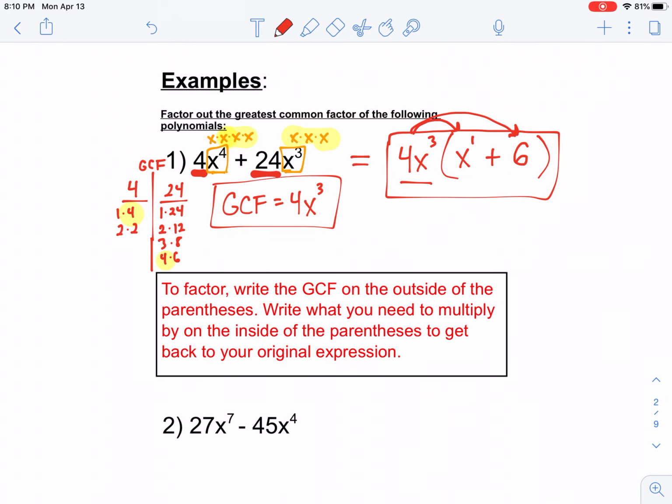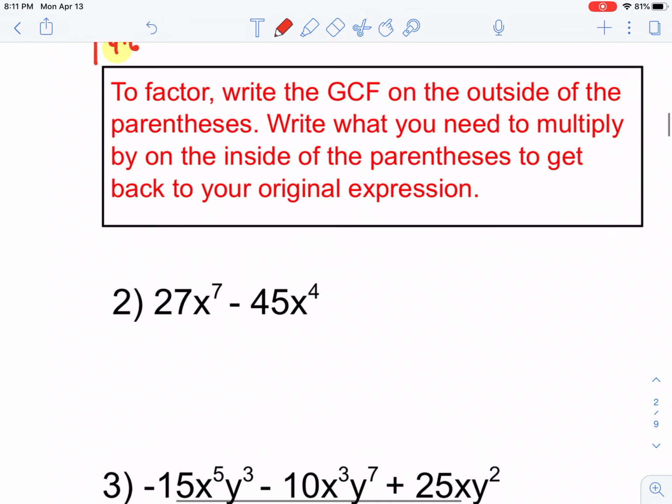All right, so that's what this box says here. To factor, write the GCF on the outside of the parentheses and then write what you need to multiply by on the inside of the parentheses to get back your original problem. Okay? So that's what we did up here: 4x times x plus 6. Let's try this next one.